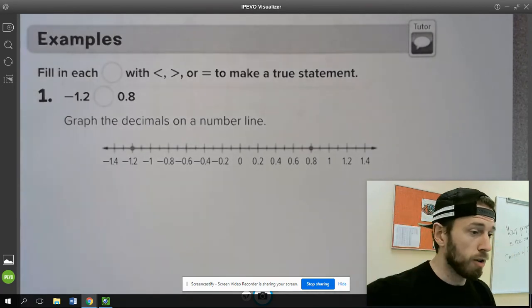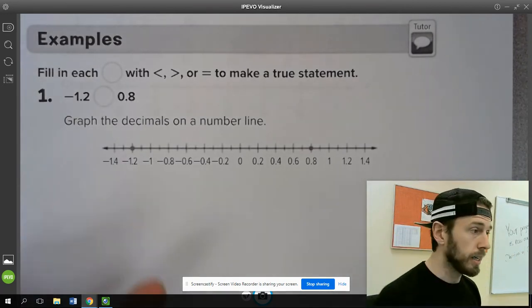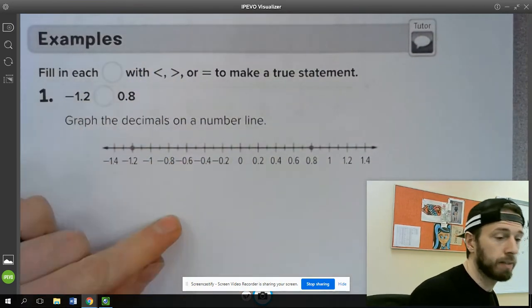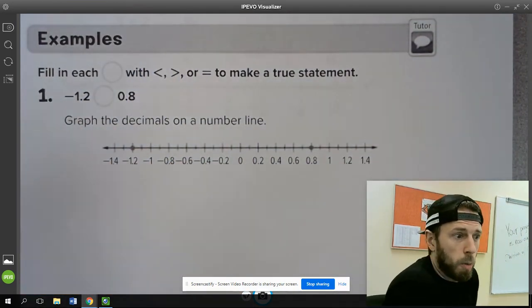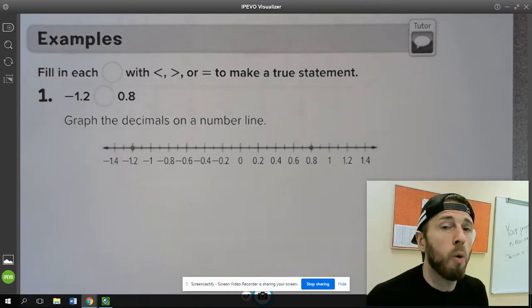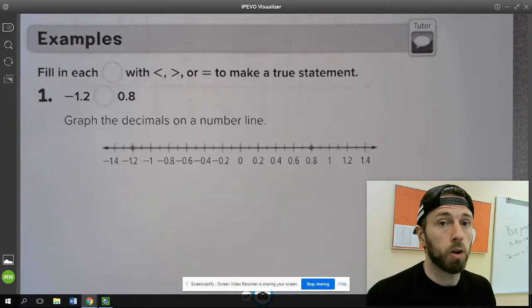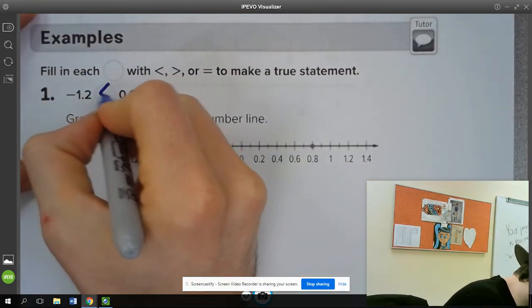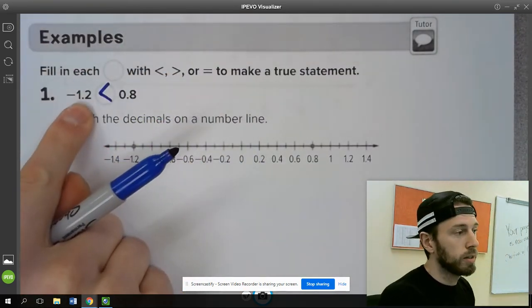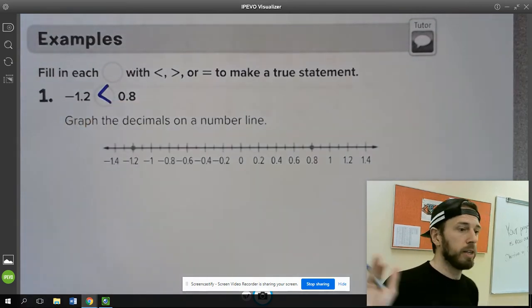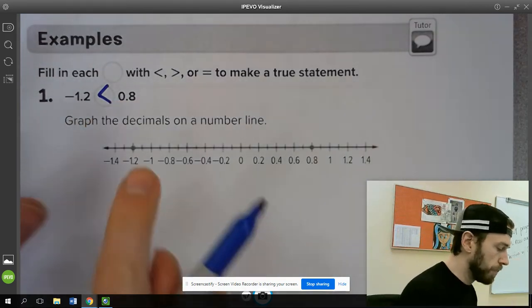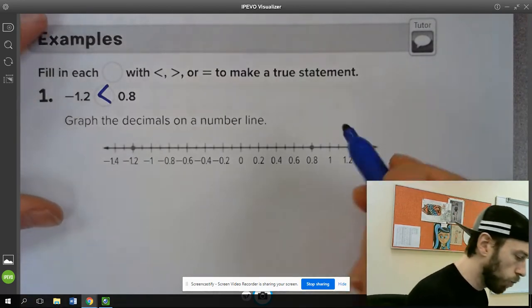First thing I'm going to tell you, if you ever see a negative number and a positive number to be compared, you automatically know the negative number is less because it's smaller than 0. All negative numbers are always going to be smaller than all positive numbers. So we already know right off the bat that negative 1.2 is less than 0.8. I already know that automatically, and we should know that with every single problem we address like that. But let's take a look at the number line just to show exactly why that is.